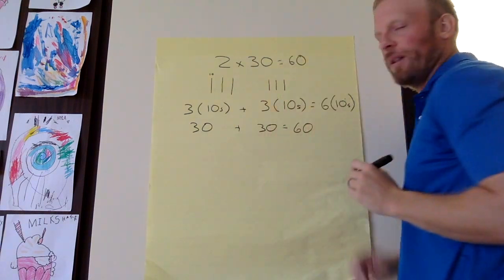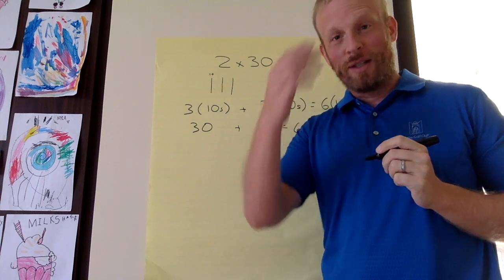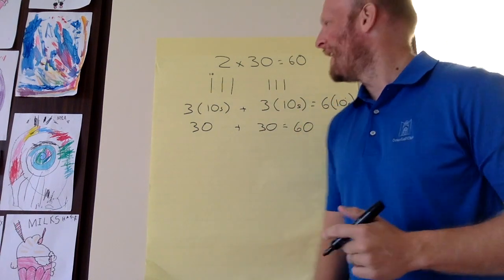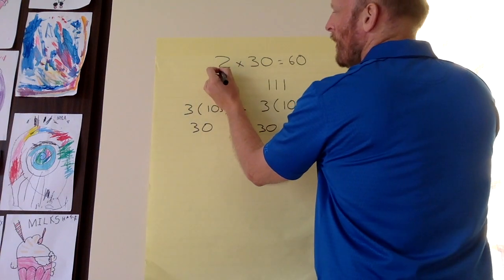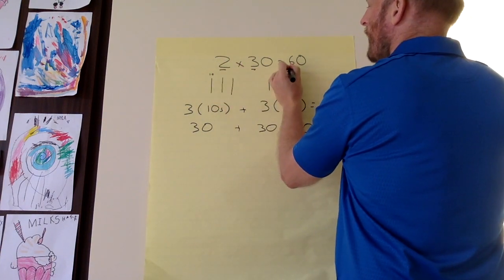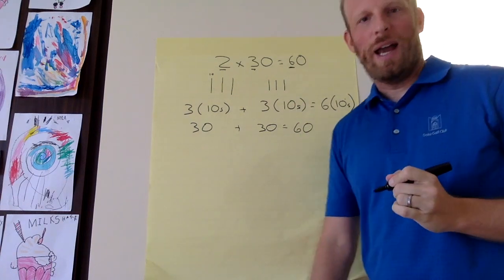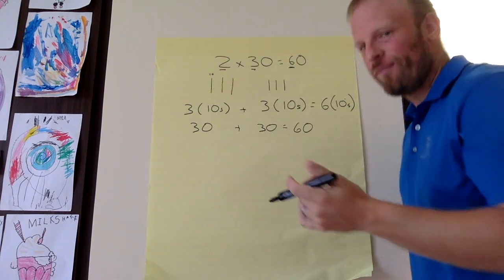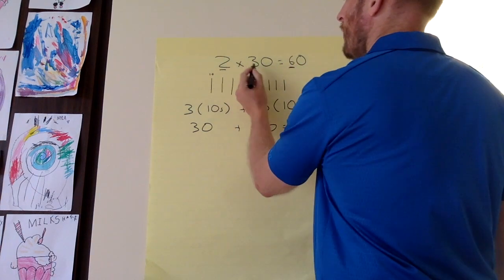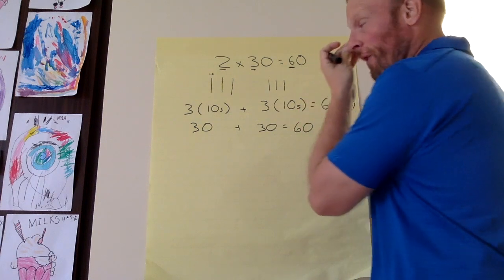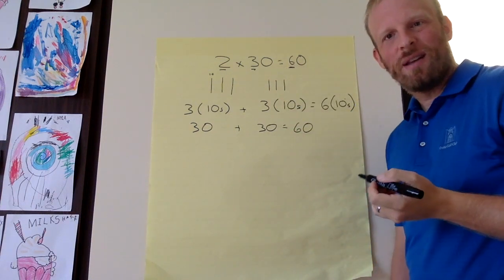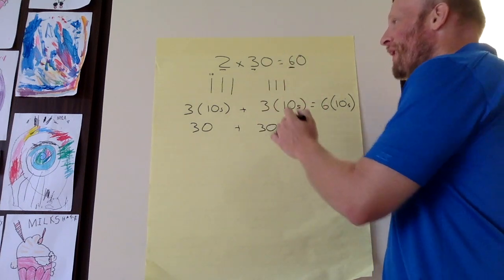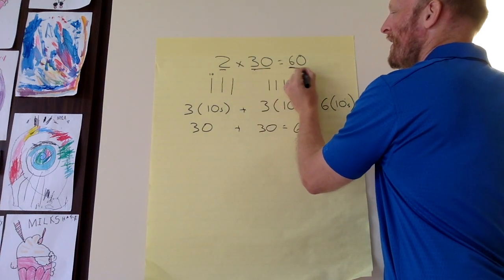Now, some of you might have noticed something when I was doing that. Some of you might have said to yourself, oh, you know what? I actually noticed something within this fact, and that's this. 2, 3, and 6. Why did I underline that? Well, I underlined that because if you think about it, what's 2 equal groups of 3? What's 2 times 3? 2 equal groups of 3, 2 times 3 is 6. So 2 equal groups of 3 is 6. 2 equal groups of 30 is 60.